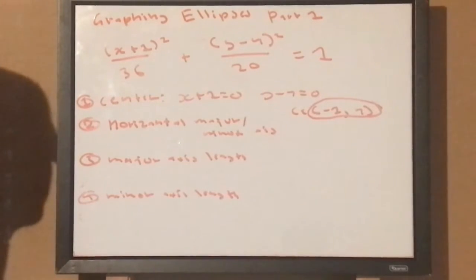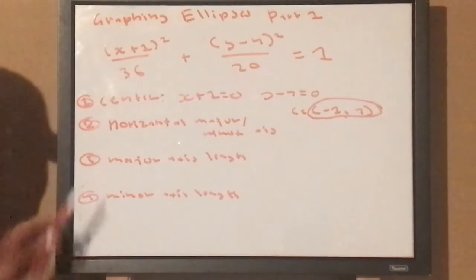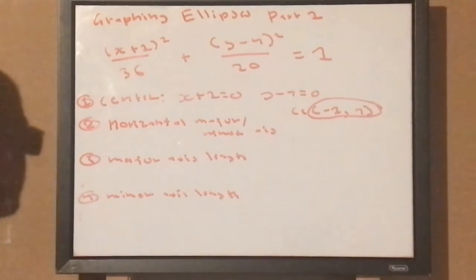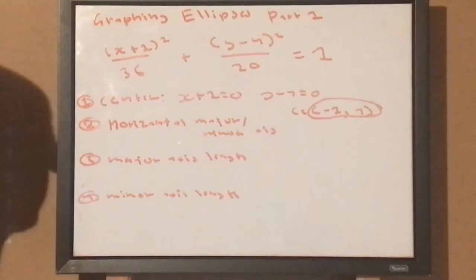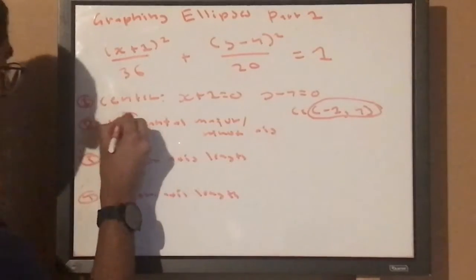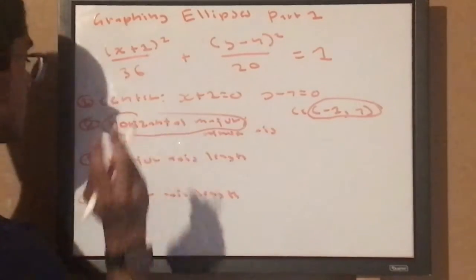In order to know which one you want to find first, you want to look at the denominators of these two fractions, and whichever one has the bigger denominator, you want to find that one first. In this case, (x plus 1) squared over 36 has the bigger denominator, and x squared directly equates to a horizontal major axis. So we will find that one first.